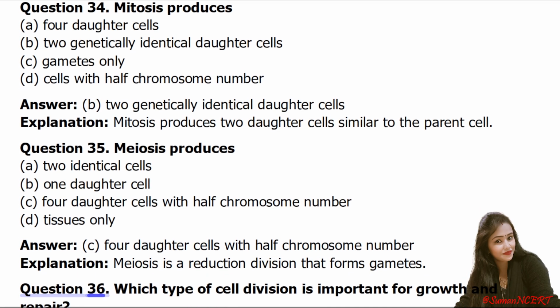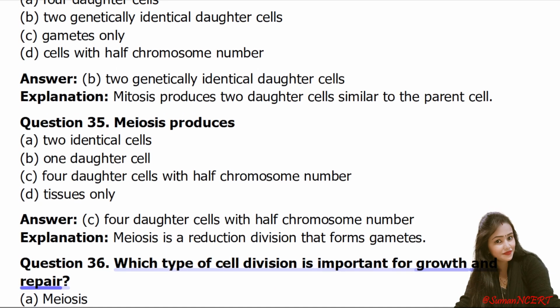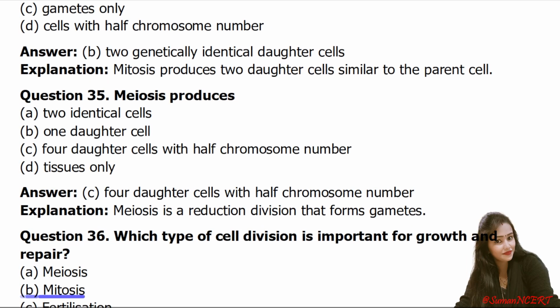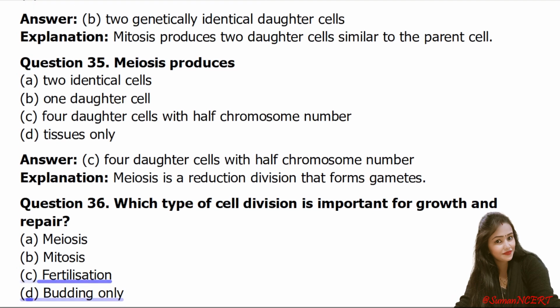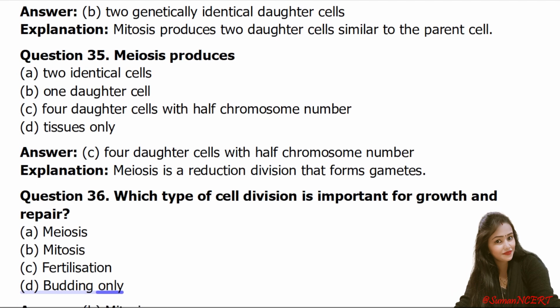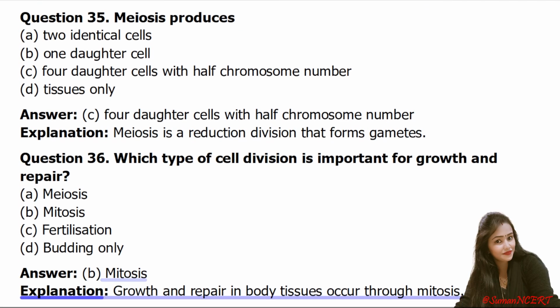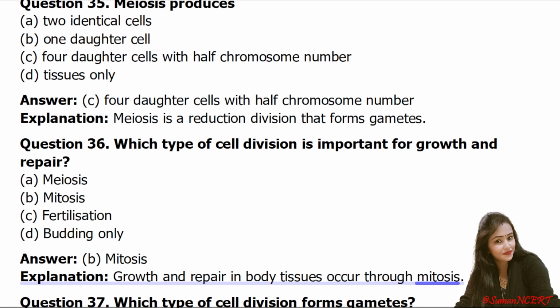Question 36. Which type of cell division is important for growth and repair? A. Meiosis. B. Mitosis. C. Fertilization. D. Budding only. Answer, B. Mitosis. Explanation: growth and repair in body tissues occur through mitosis.